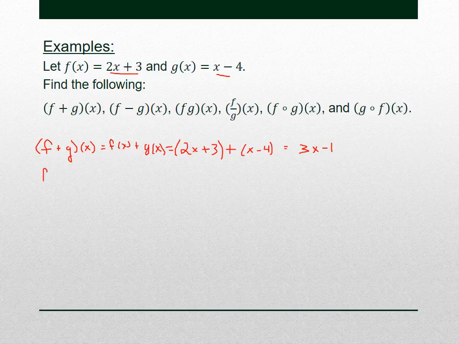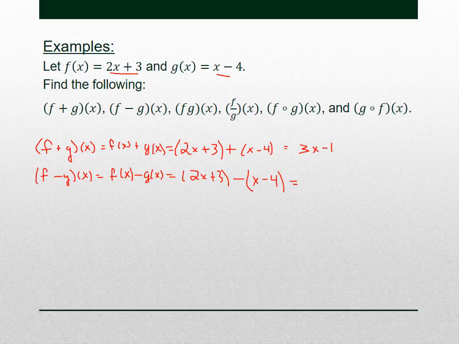What about f minus g of x? Well, for that, the rule says that you do f of x and subtract g of x. So we get 2x plus 3, copying down f of x. And then we're going to subtract g of x, which is x minus 4.